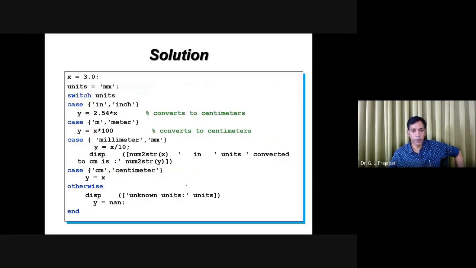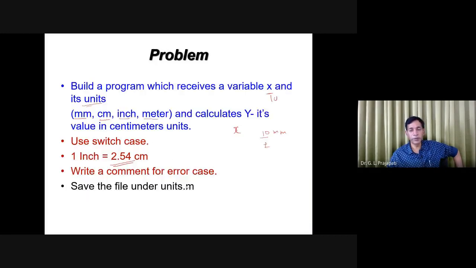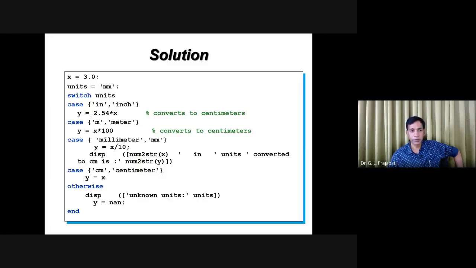Okay, now see, this is the solution. You know x is the variable. X can hold some value, and then we have the unit. So x is the variable which is going to have the values. Then we have the unit. Unit is a string, and unit can be anything. Here is mm. You can have inch, you can have meter, whatever.